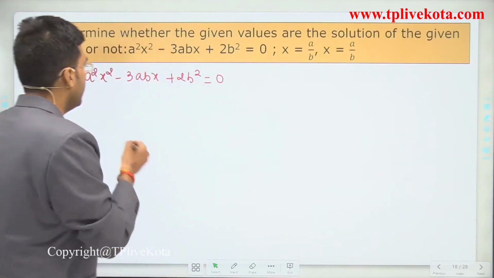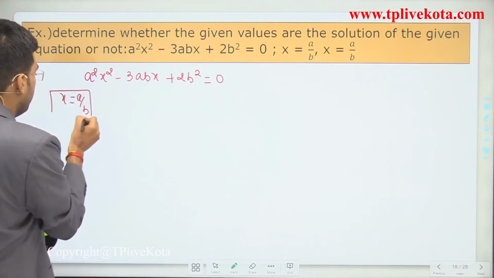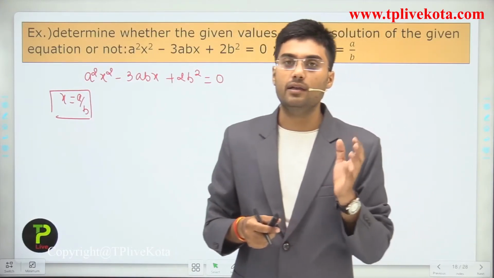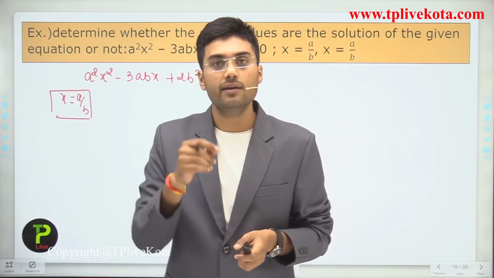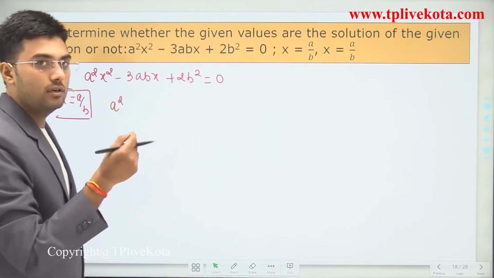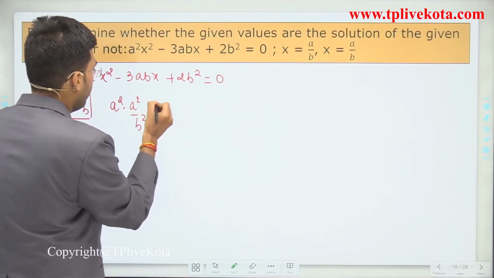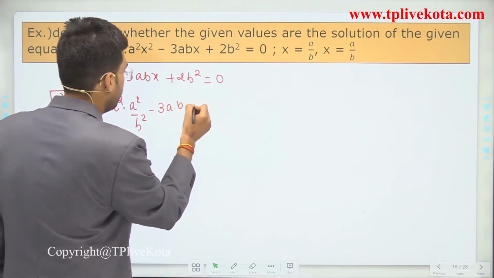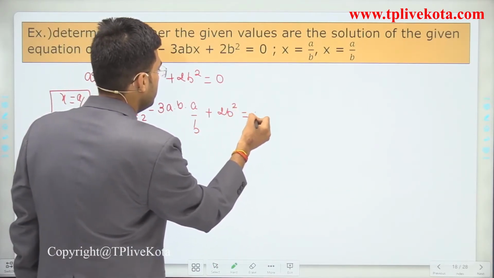So first of all, let's check for x is equal to a divided by b. And students, we know that any real value of the variable is a root of the equation if it satisfies it. So now let's put x is equal to a divided by b. So it becomes a square divided by b square minus 3ab multiplied by a divided by b plus 2b square equal to 0.